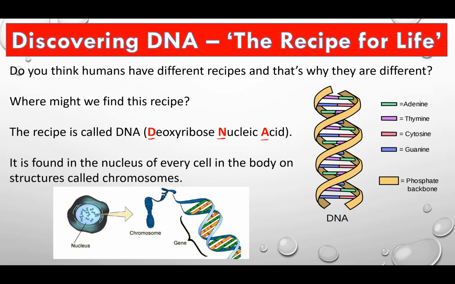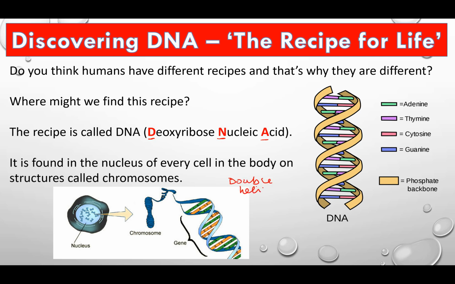So if you look at our little picture down the bottom here, we can see a typical animal cell. It's got a cell membrane, it's got a nucleus, it's got cytoplasm, and in the nucleus you can see these little X-shaped structures. They are called chromosomes. So when we take one chromosome and start to unravel it, we see this very familiar shape, which is called a double helix.